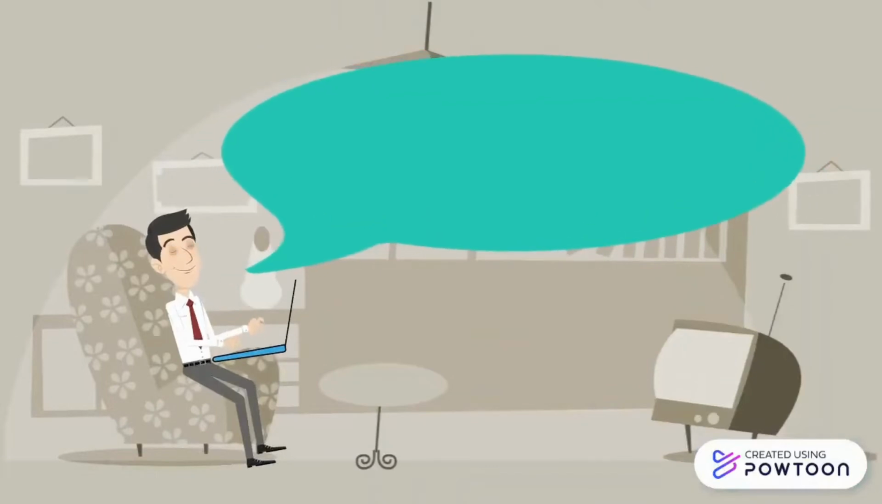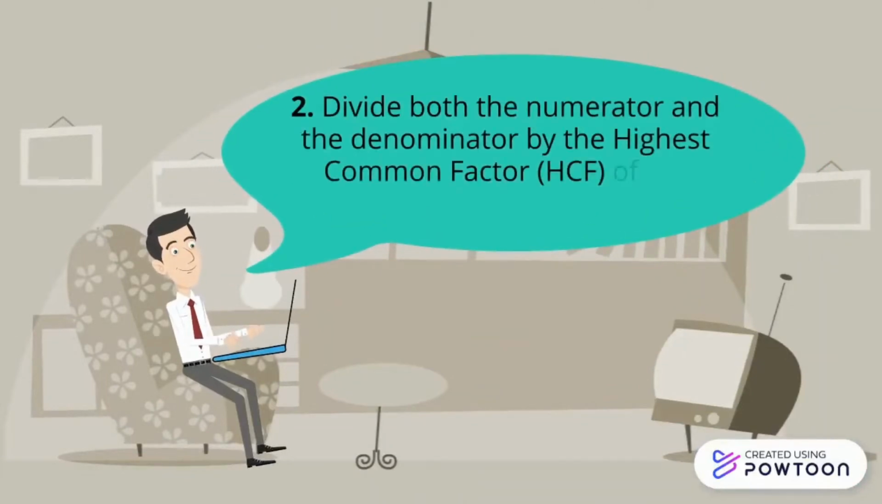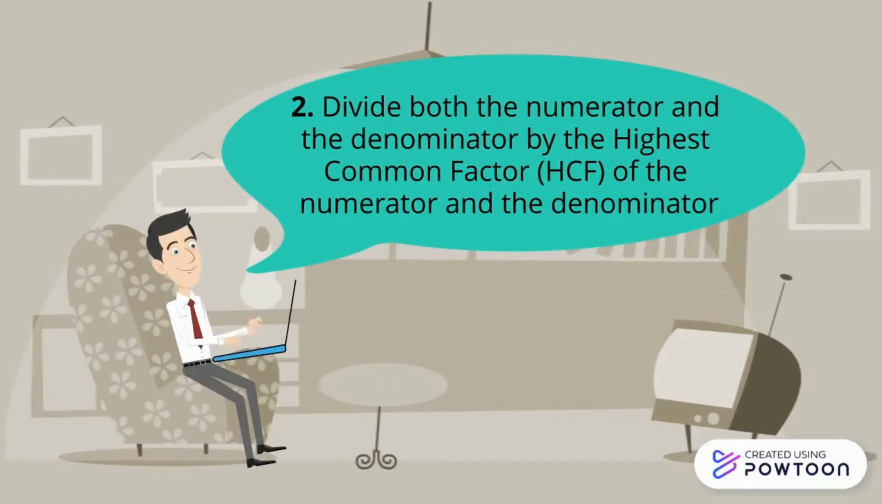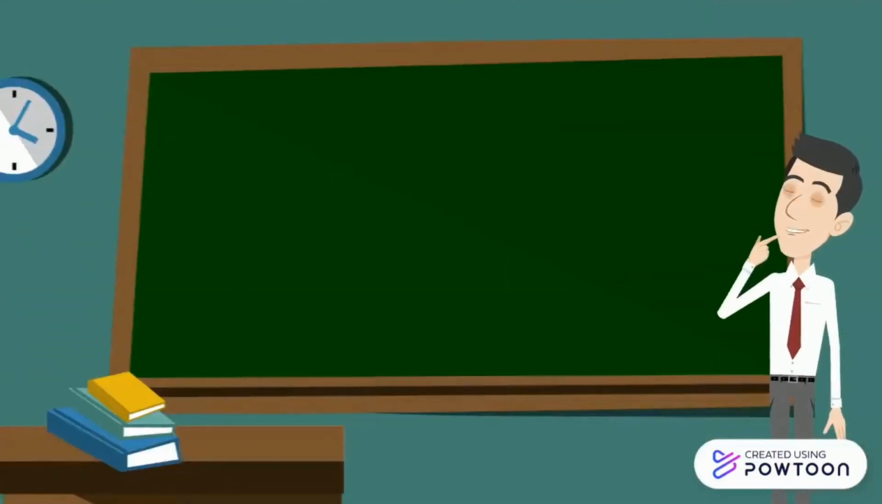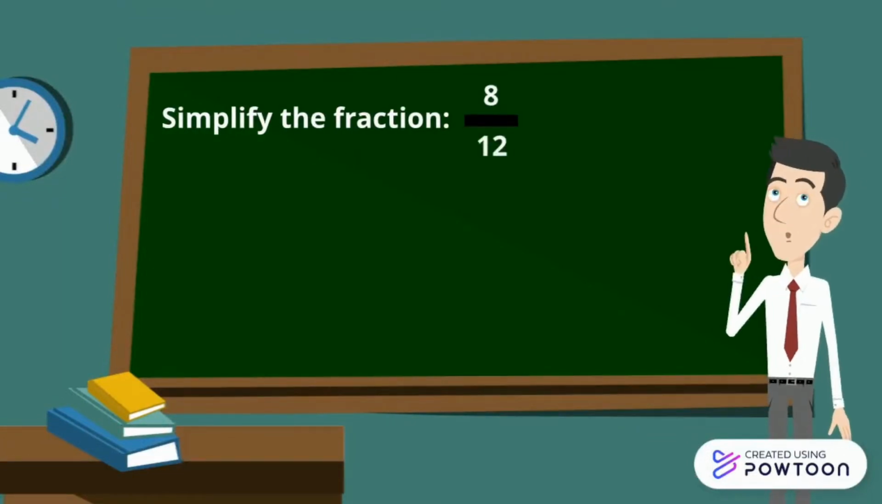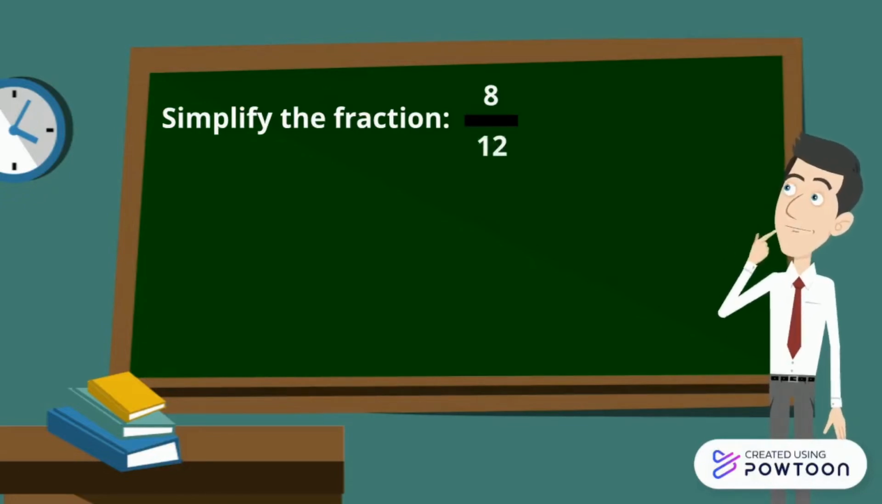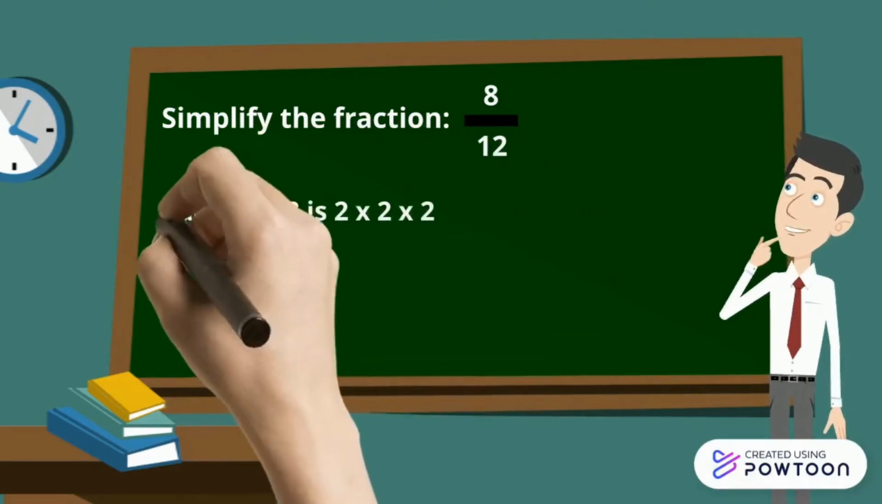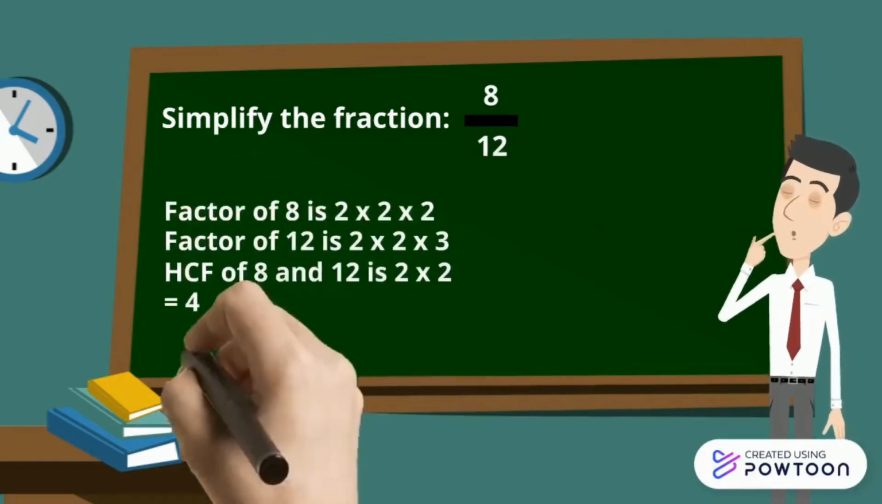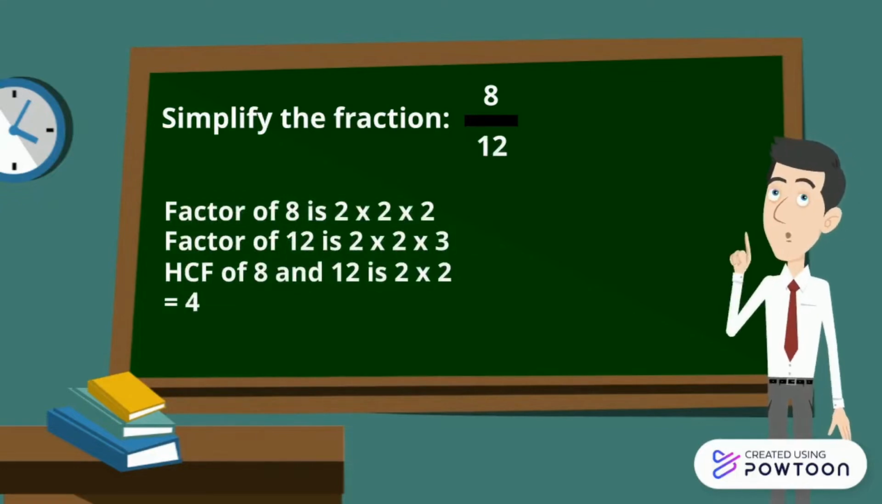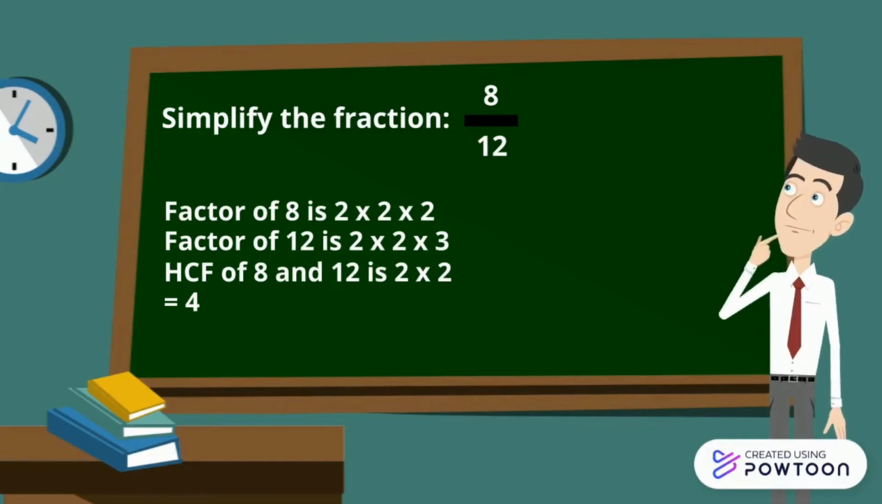Method number 2, we divide both the numerator and the denominator by the highest common factor, or HCF, of the numerator and the denominator. For example, simplify the fraction 8 over 12. First, we need to find out the HCF of 8 and 12. The factor of 8 is 2 times 2 times 2. And the factor of 12 is 2 times 2 times 3. From that, we can find that the HCF of 8 and 12 is 2 times 2, which is 4.